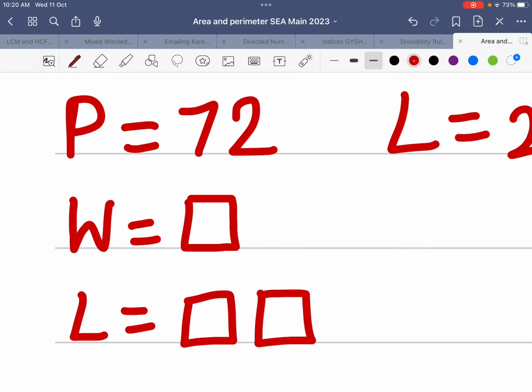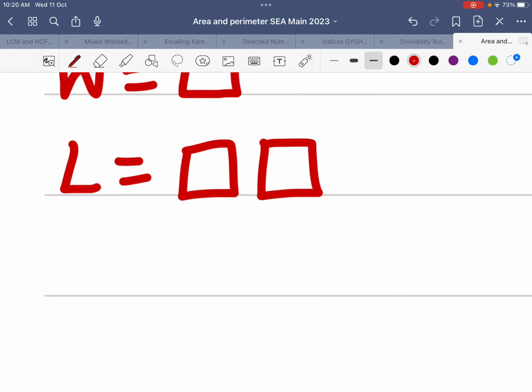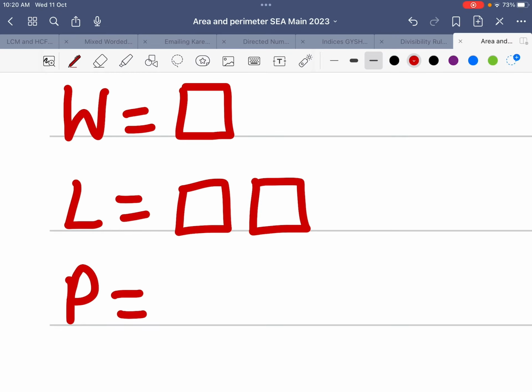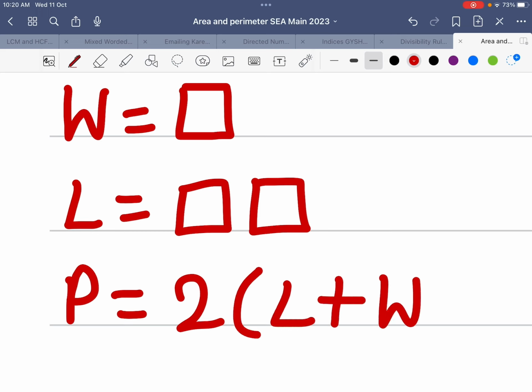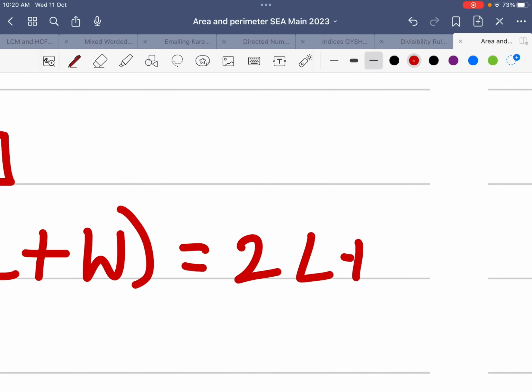So we will now write the perimeter in terms of boxes. So the perimeter will be 2 lengths plus 2 widths. So the length is 2 boxes, so that will be 2 times the length. Okay, let's write that first. 2 times the length plus the width. Right? Or 2 length plus 2 width.